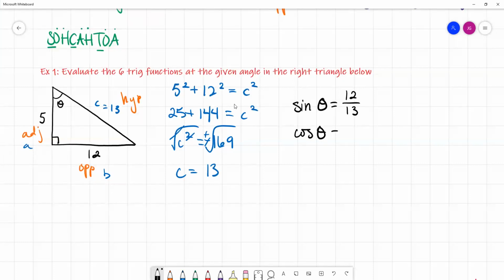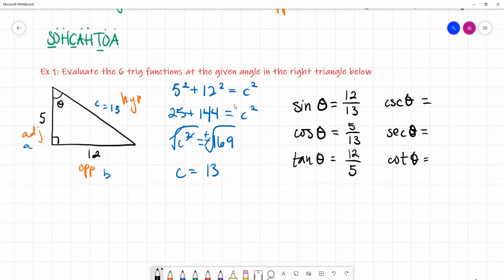Cosine of theta, that's our adjacent over hypotenuse, so 5 divided by 13. Tangent theta, that's our opposite divided by adjacent, so 12 over 5. And now I just have the other three left: cosecant of theta, secant of theta, and cotangent of theta.